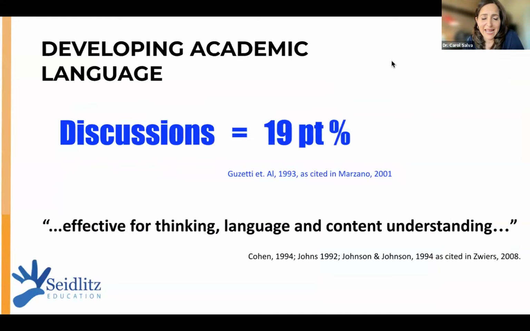Here's how. What we want to focus on is making sure that our content classes have opportunities for all students to use the academic language. And it goes beyond, this is good for all kids. We need to stop saying that. We need to tell them that Marzano tells us that properly supported structured conversations lead to a 19-point percentile gain in achievement on standardized tests.